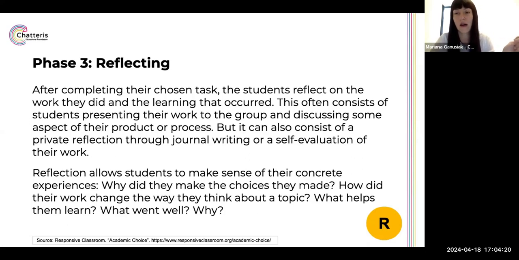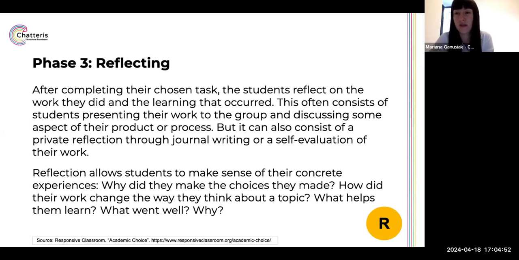If you don't have time for that, or if you don't want to have a whole class kind of presentation, you could choose an individual reflection activity where students reflect through journal writing or self-evaluation of their work. It's very important here, especially the first couple of times you test this strategy, to provide them with a list of guiding reflection questions, because we really want them to reflect on the choices that they made.